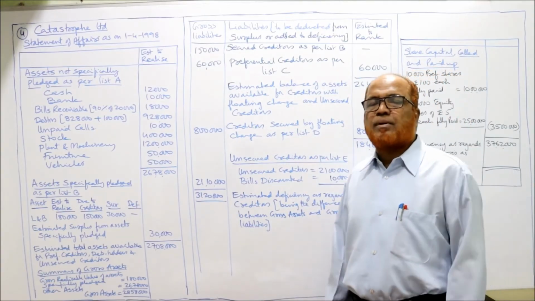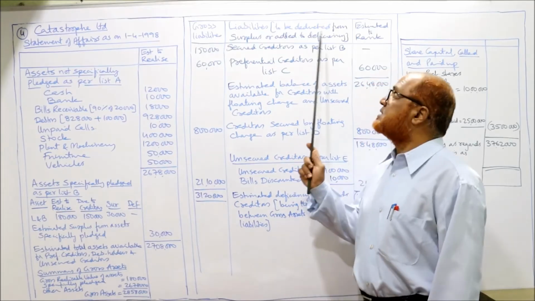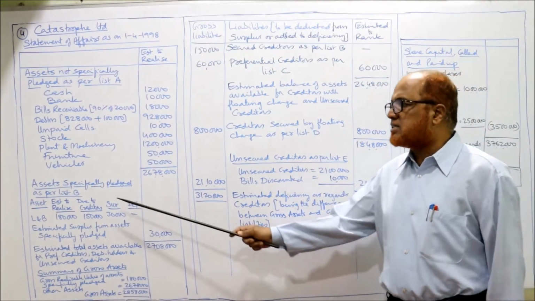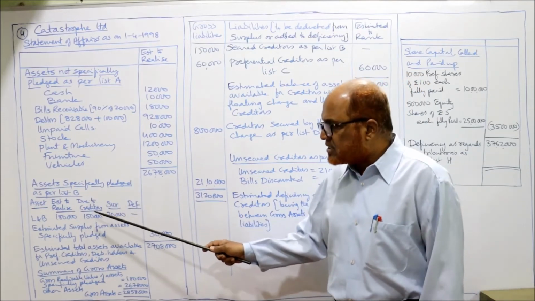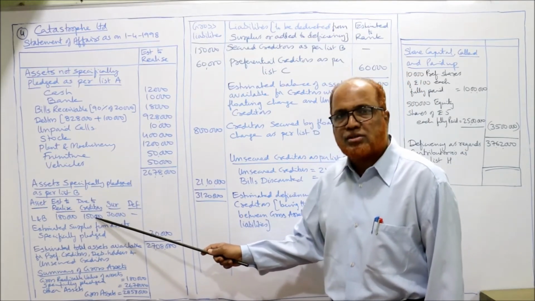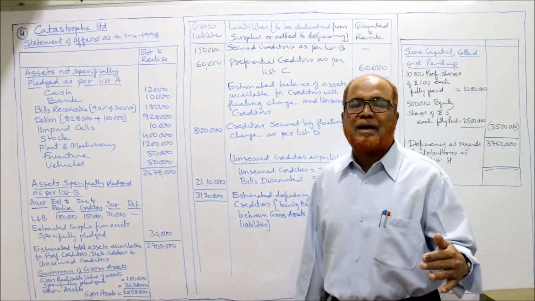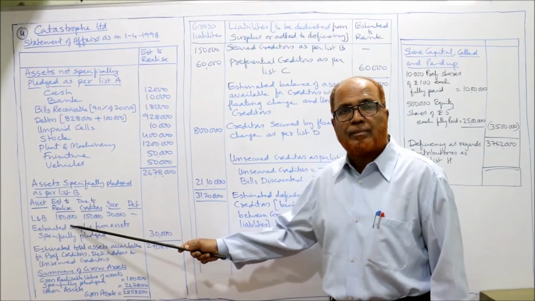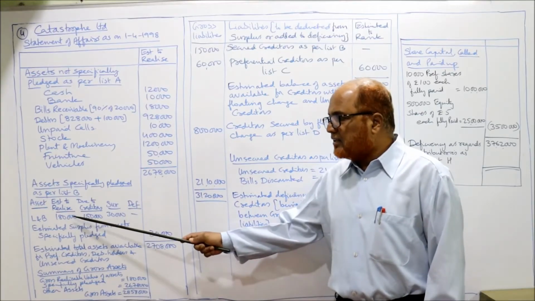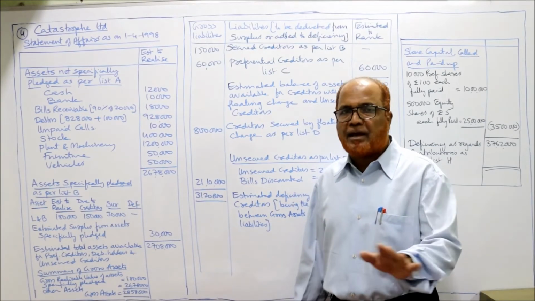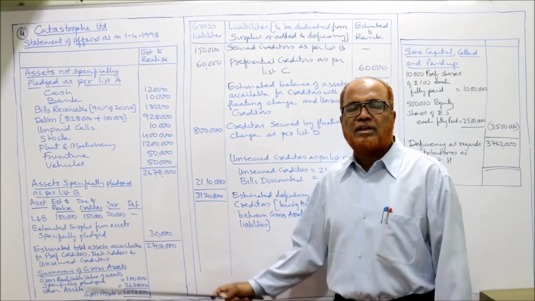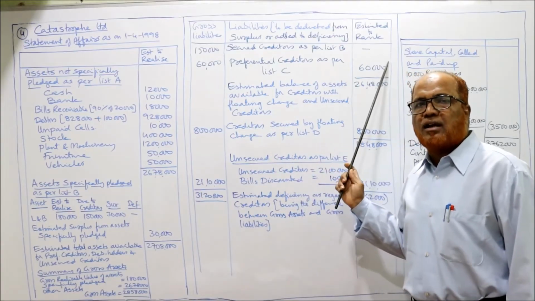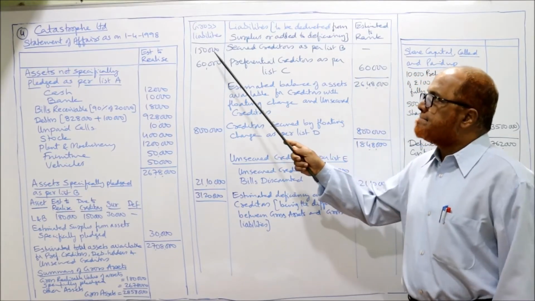Liabilities to be deducted from surplus or added to deficiency and estimated to rank. First, fully secured creditors. Secured creditors as per list B. The creditors are 1,50,000. But there is no need to pay this 1,50,000 because they have already recovered from the pledge, from the security. 1,80,000 में से 1,50,000 वो निकाल लिए, अब पे करने की जरूरत नहीं है. So this 1,50,000 should be shown only under gross liability. This should not be taken under estimated to rank.